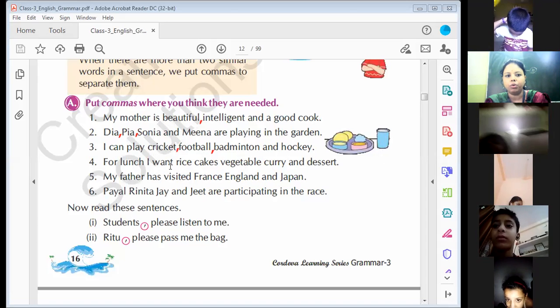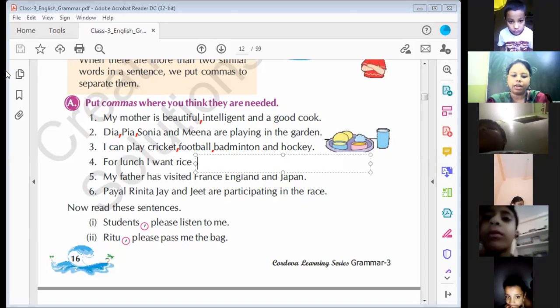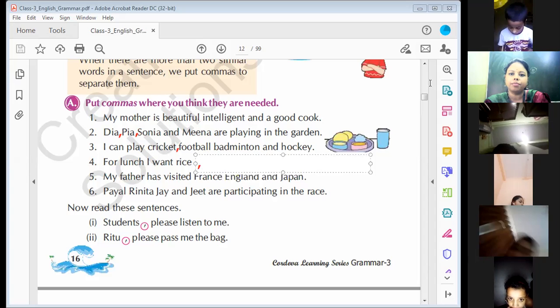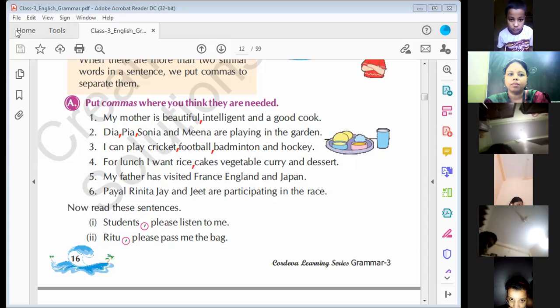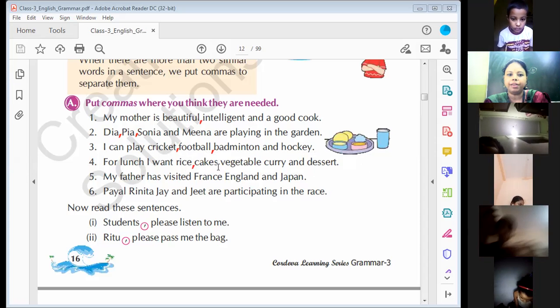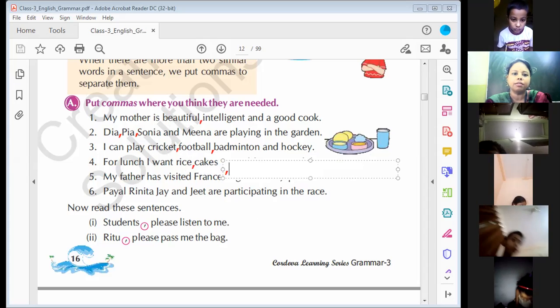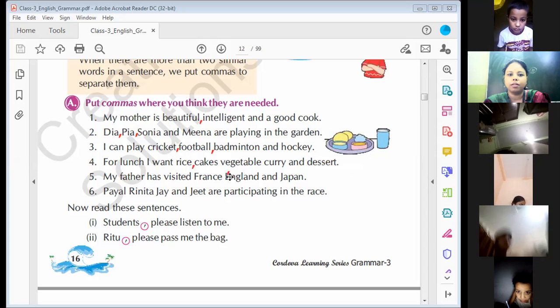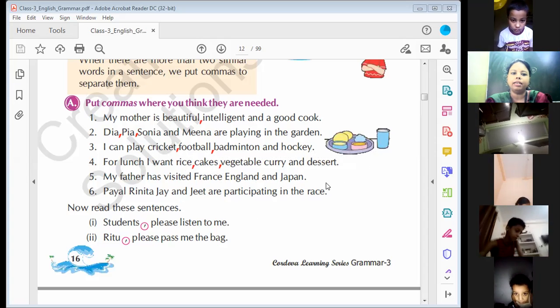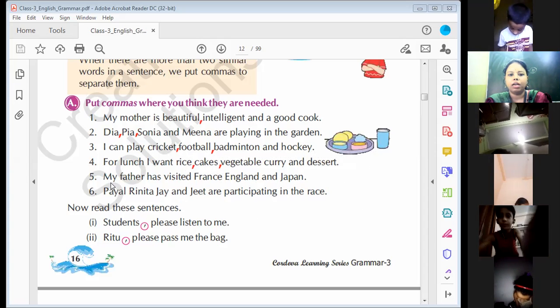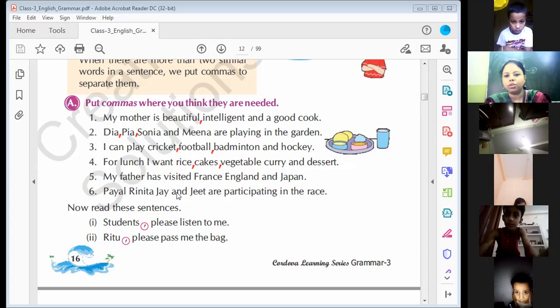For lunch, I want rice, cakes, vegetable curry and dessert. So here we have to put commas where? Between rice and cakes, between cakes and vegetable curry, and between vegetable curry and dessert. They are okay. Rest of the questions you have to do by yourself.